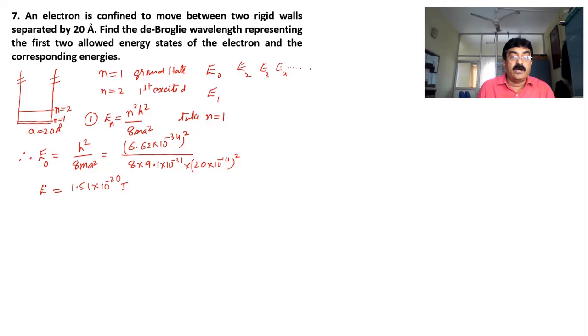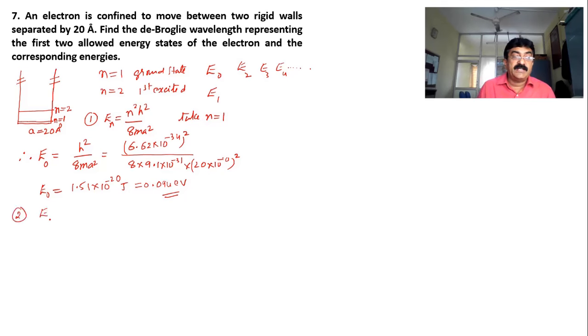This is E naught. If you want, you can convert this into electron volt, and you know how to do that. Divide by 1.6 into 10 power minus 19, comes out to be 0.09094 electron volt. This is the energy for the first state. Second state we will do now itself.